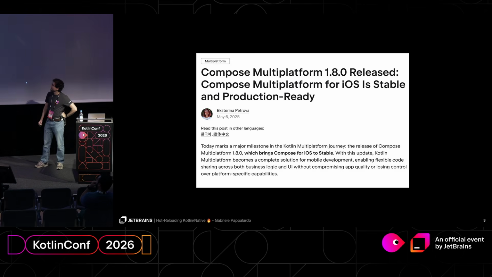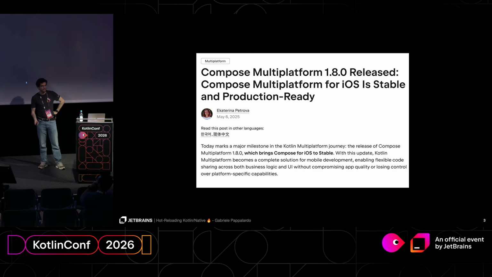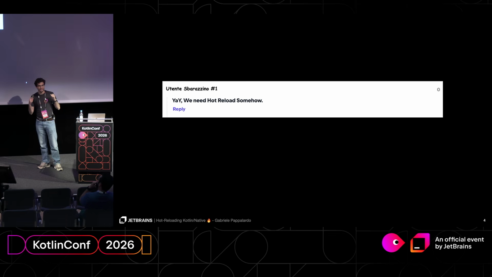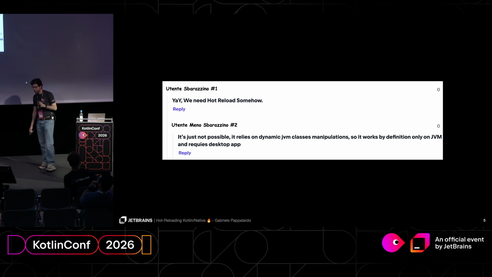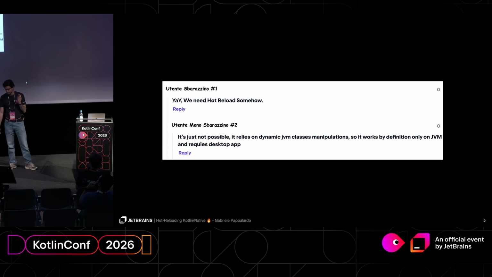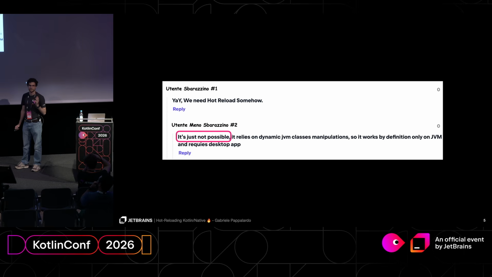Everything started around last year when we announced the stabilization of Kotlin Multiplatform for iOS. We saw some people were very happy about it, and they were asking, yeah, we need hot reload somehow. While some other people were saying it's just not possible, it relies on dynamic JVM class manipulations, and yada, yada, yada. But there was a part of this sentence that actually bothered me a lot. This is just not possible.